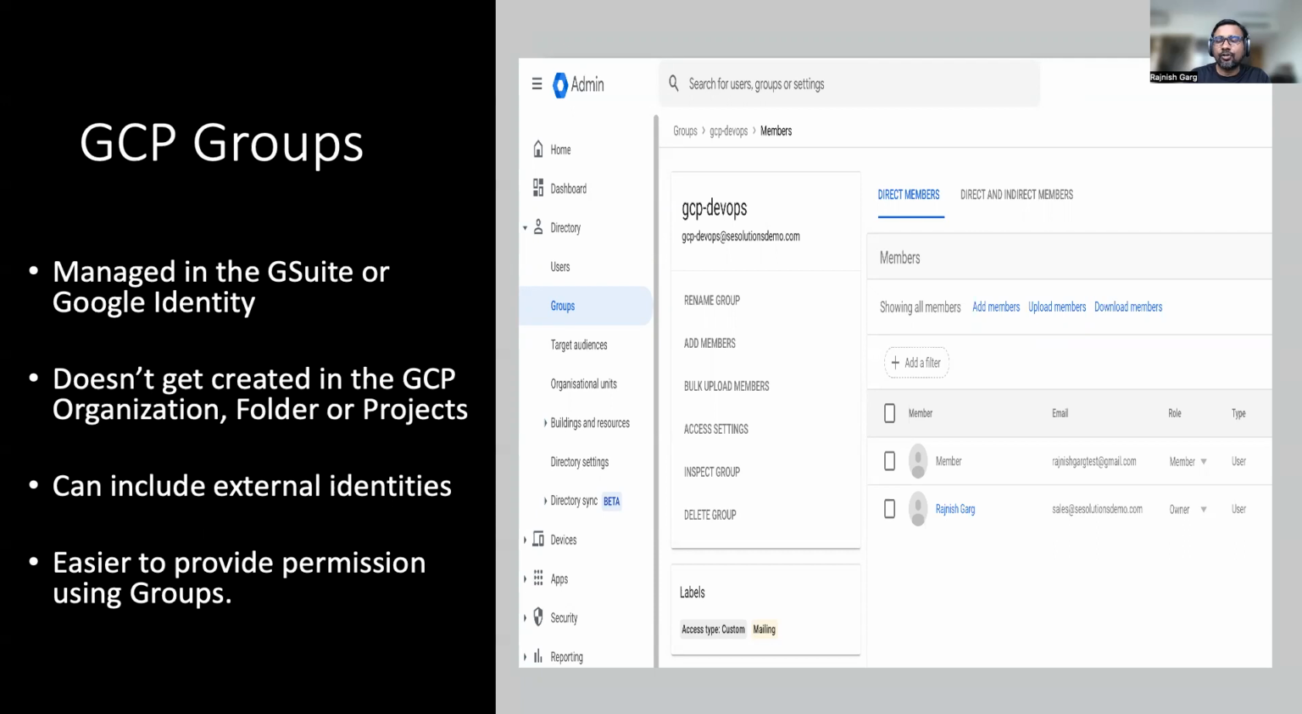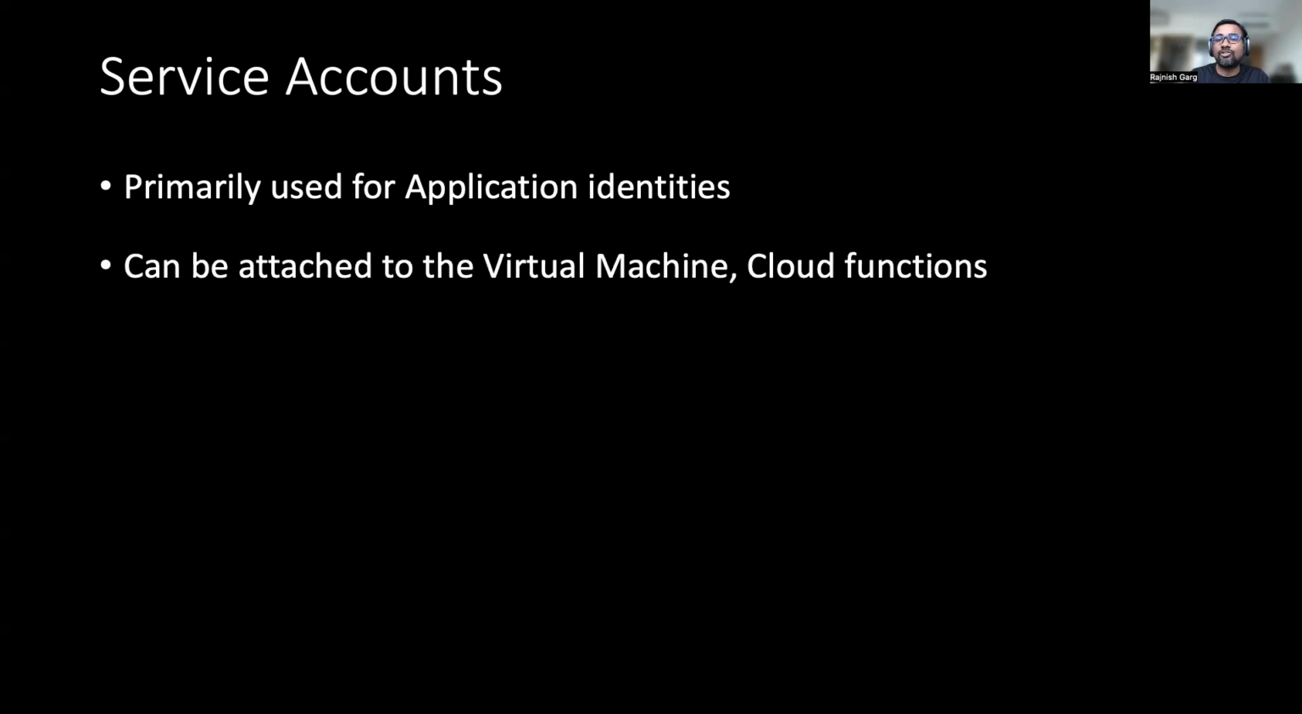In an ideal scenario, you should always assign permissions or roles to Google Workspace groups rather than assigning roles to each and every individual user. If your organization is very big, assigning roles to individual users gets pretty cumbersome. Now let's look into the service account, as it is one of the most important identity types. Service accounts primarily come into the picture for application identities. Again, you can attach the service account to your virtual machine, your cloud function, or Lambda, etc.